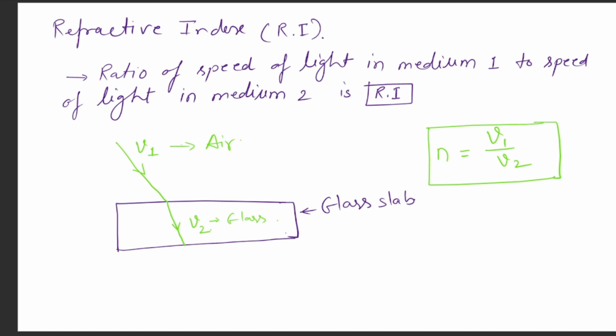Now we know light is a wave, and what type of wave is it? It's a transverse wave and an electromagnetic wave, right? And all waves have speed, wavelength, which is lambda, and frequency, which is f. There is a formula which relates speed, wavelength and frequency, and that formula is v is equal to f, frequency, into lambda, wavelength.